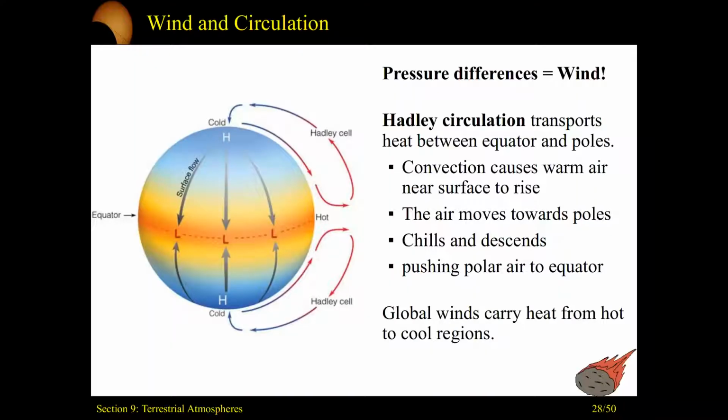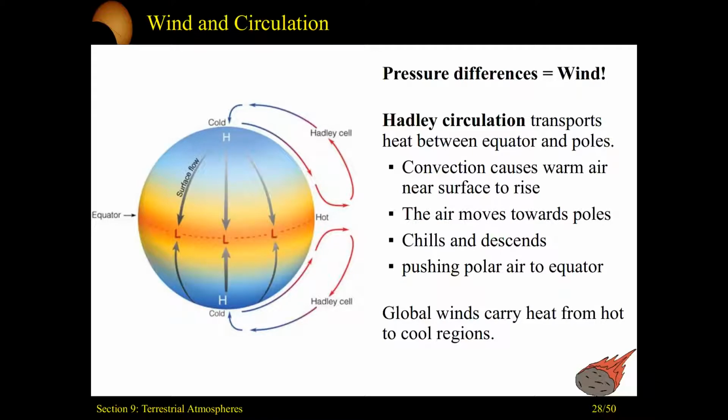So now connecting this pressure equals winds idea, we can finally describe this Hadley circulation. This is the process of how warm air is transported across the planet. In this simple model, the equator is going to be the hottest. The equator is getting illuminated by the sunlight the largest amount. So the warmest air you're going to find on the planet is up here around the equator.